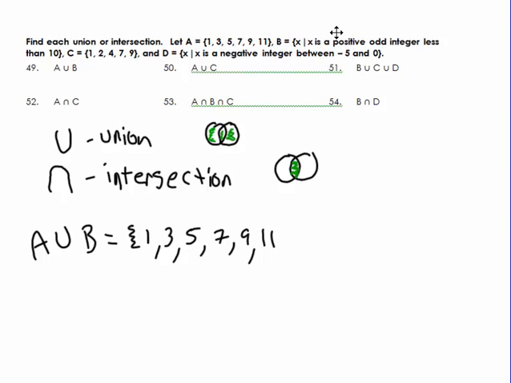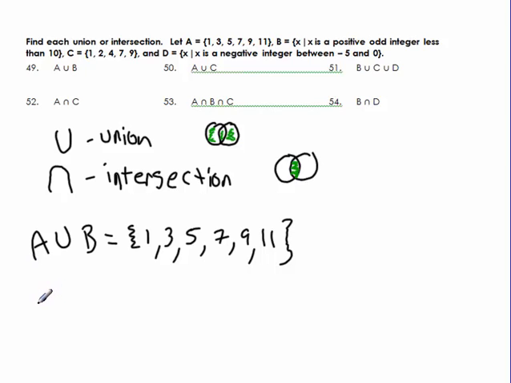It's a positive odd integer less than 10. All right, so I have 1, 3, 5, 7, 9. Those are all the positive odd integers, and I've already got them all listed, so here you go. A union B. Those are all of the elements that are in A or B.